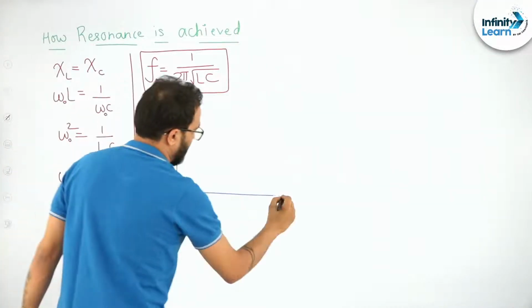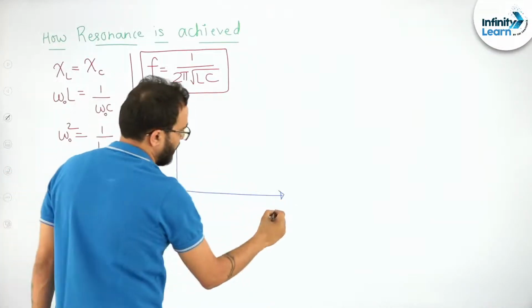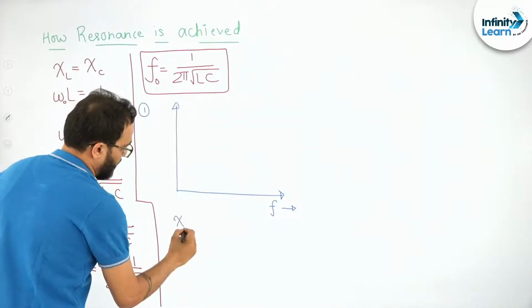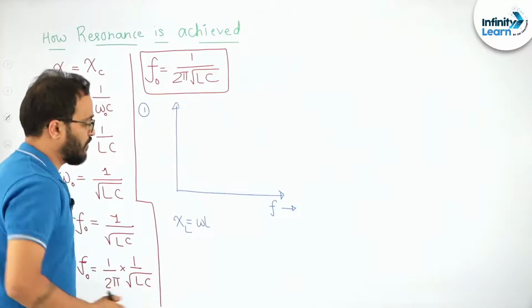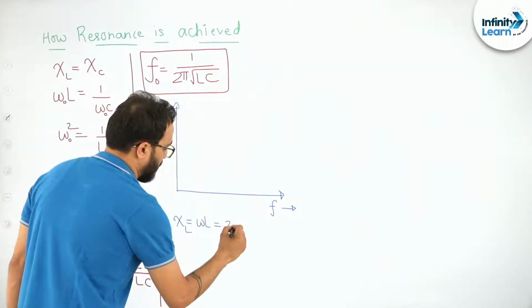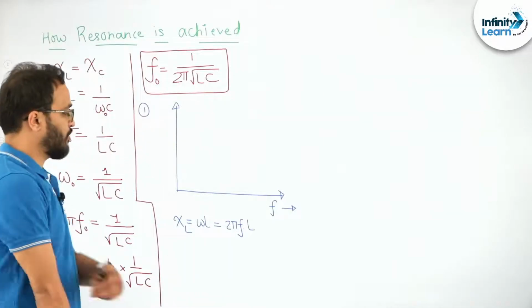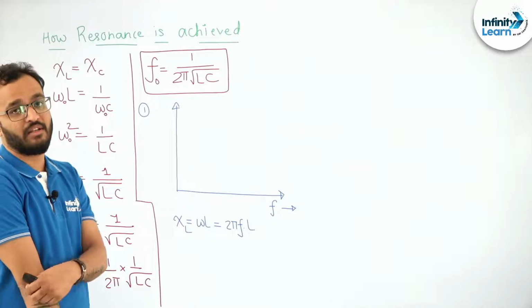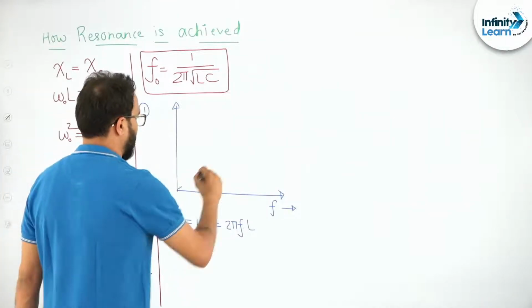easy to understand. Let's draw a graph of the resistance and the reactances with the frequency, right? So if I talk about XL, XL is omega L. As you can see, omega is 2 pi f, so 2 pi f dot L. So XL is directly proportional to the value of frequency. Can you see that? XL is directly proportional to frequency, so the graph of XL will be like this.